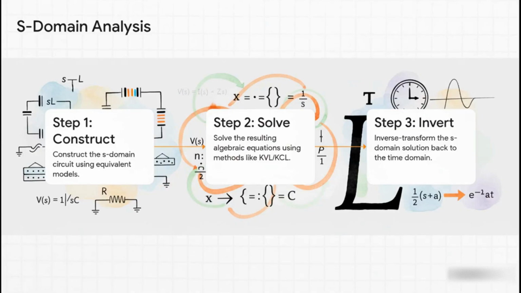This really boils the whole process down to 3 straightforward steps. First, you redraw your circuit using those S domain models we just talked about. Second, you use your normal circuit tools, like Kirchhoff's laws, to write and solve the equations, but now it's all just algebra. And third, you use the inverse Laplace transform to translate your answer back from the S domain into the time domain, which gives you the real-world answer you were looking for.